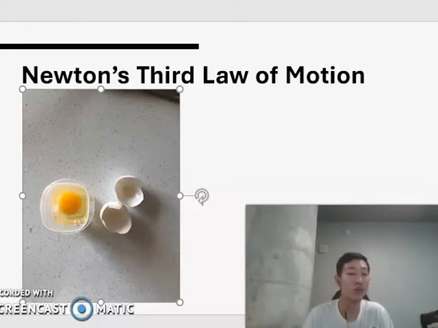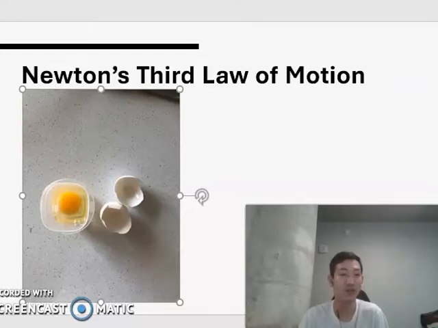So when the egg hits the table, although the table exerts a force on the egg and the egg exerts the exact same magnitude of force in the opposite direction on the table, the effects of these two forces on these two objects are completely different. The eggshell is very thin, very fragile, so that force makes it crack open. But that force is not great enough to make a crack on the kitchen table.